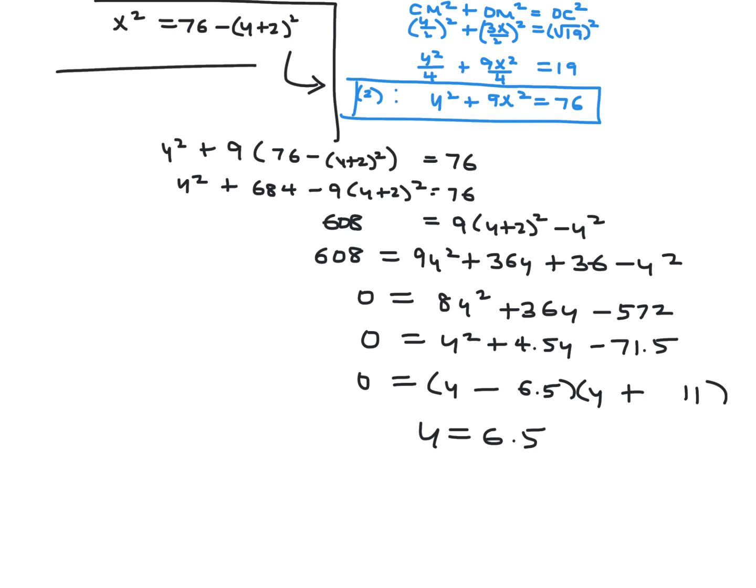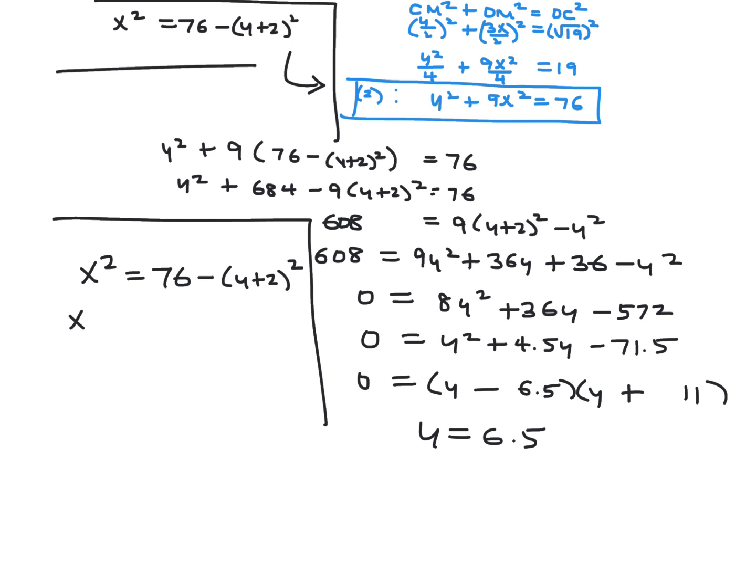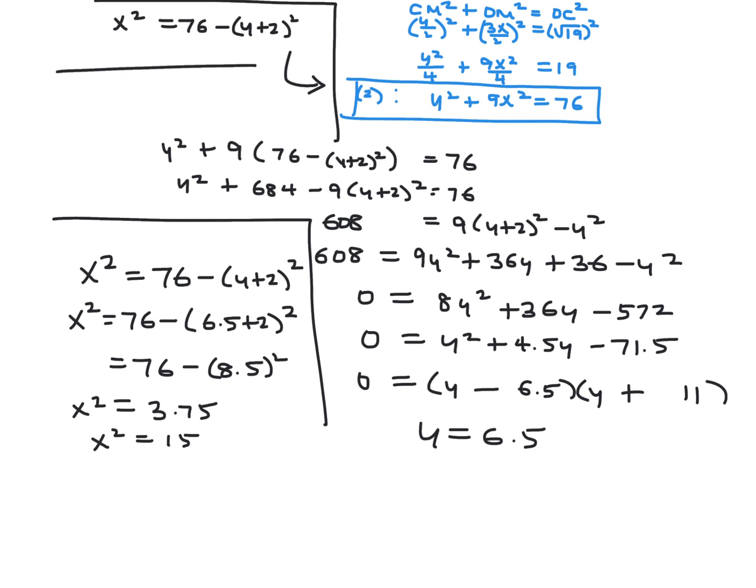And then, of course, we're going to sub it back into there because we need the value of x. That's what we have to figure out in the question. So x squared is equal to 76 minus y plus 2 all squared. So x squared would be 76 minus 6.5 plus 2 all squared. So it'd be 76 minus whatever that is, 8.5 squared. And this is 3.75 for x squared. And 3.75 is what, 15 over 4? So therefore x would be root 15 over 2. And that is what they wanted, which was AP.